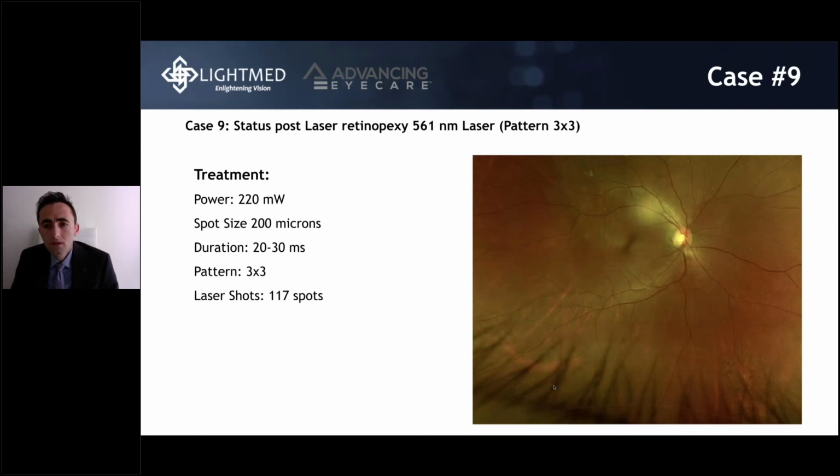So this is another case of lattice degeneration with a small break, and I also treated with laser retinopexy using the 561 nanometer laser. I applied the pattern 3x3. The power was 220, spot size 200, duration 20 to 30 milliseconds, and we utilized about 120 spots.